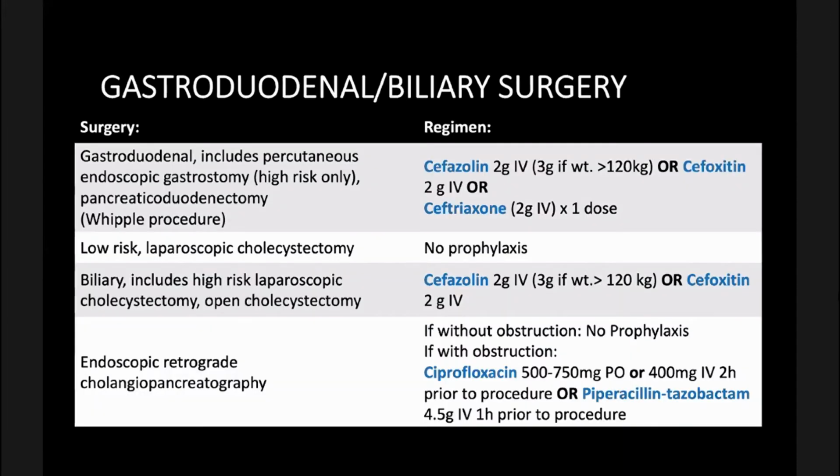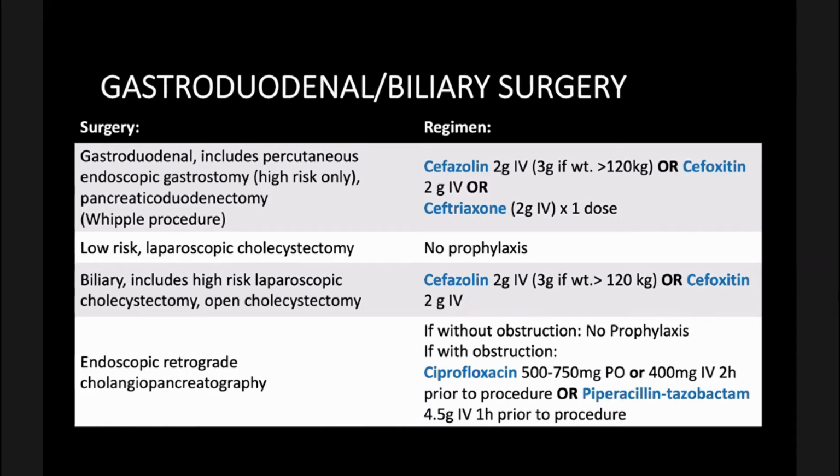Now for gastroduodenal and biliary surgery, you can give cefazolin, ceftriaxone, right? Or you can give cefazolin, ciprofloxacin, piperacillin. Surgeries included in this group are percutaneous gastrostomy, Whipple procedure, lap chole. Okay, although this is low risk, you don't have to give prophylaxis for laparoscopic cholecystectomy. Biliary surgery, again, high-risk laparoscopic cholecystectomy, then you have to give your cefazolin.